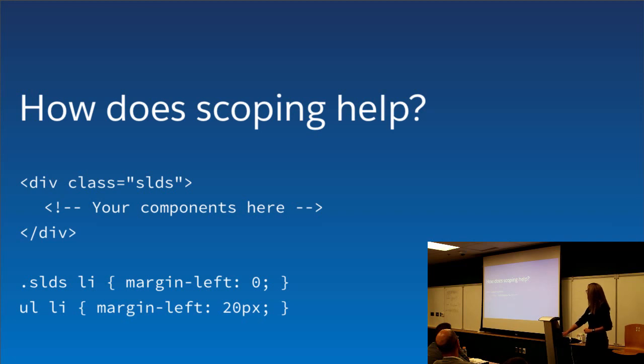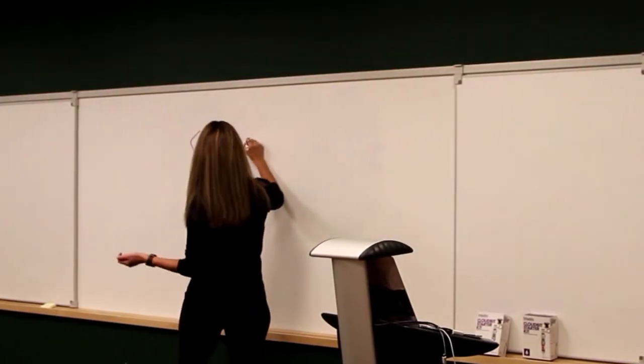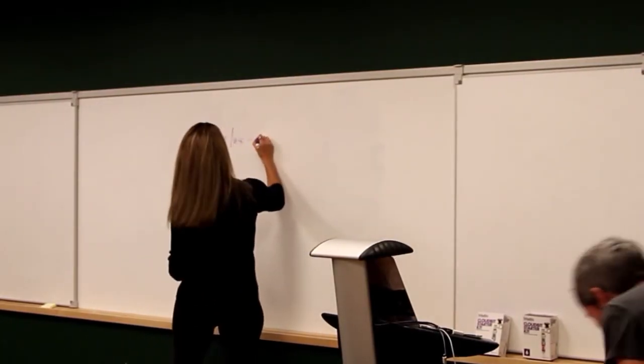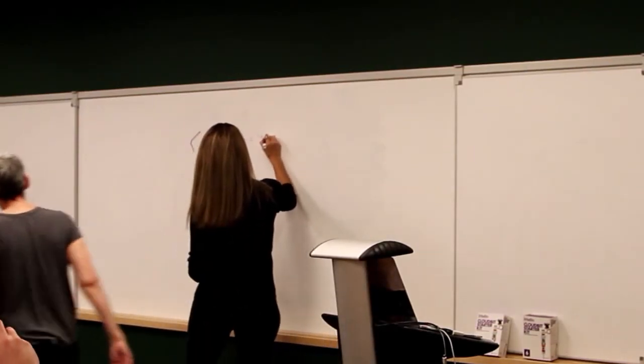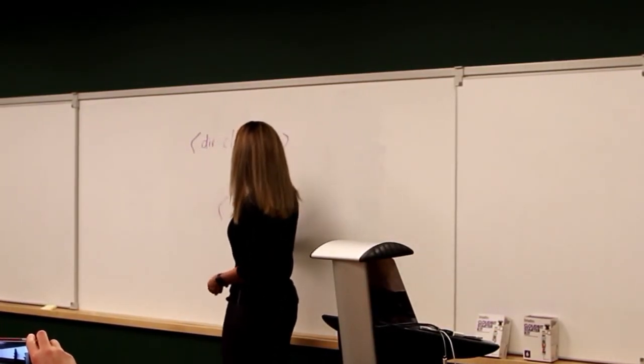And the way this helps is that you've got your div, or it can be the top level of your component, and you put the SLDS class on it. It can wrap a bunch of things, or it can be one component. You put a class on it, SLDS, okay? And that wraps all your stuff.